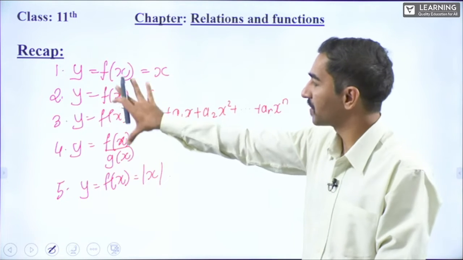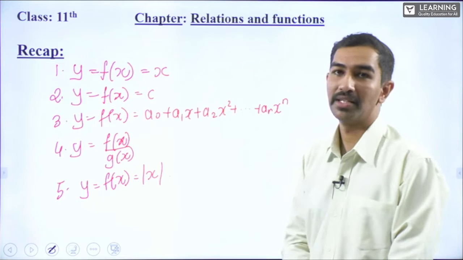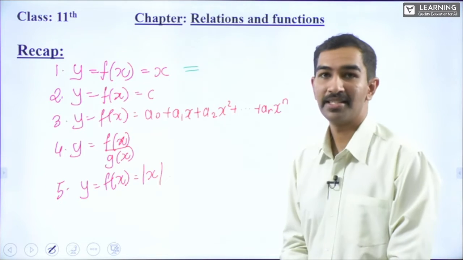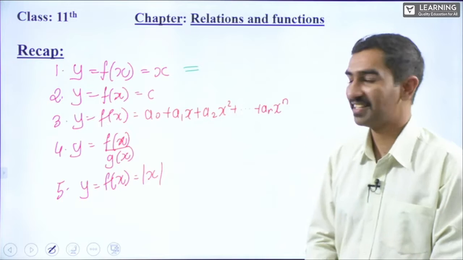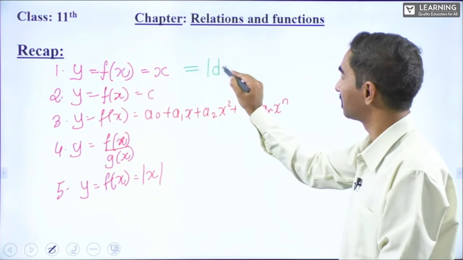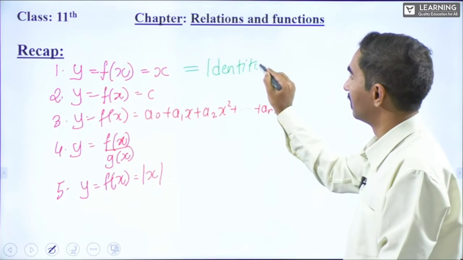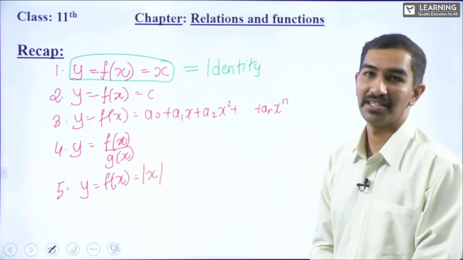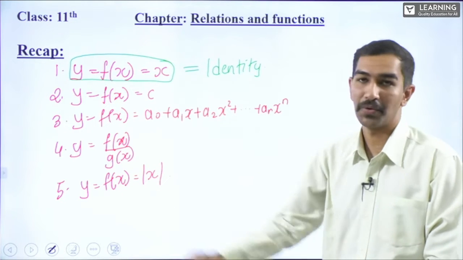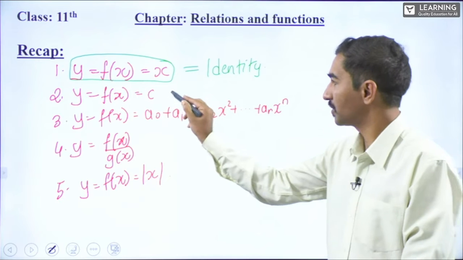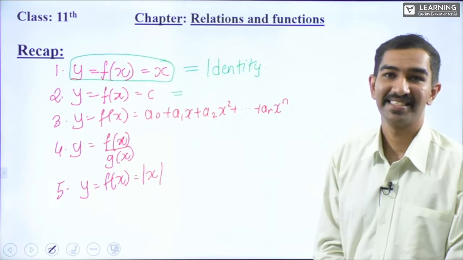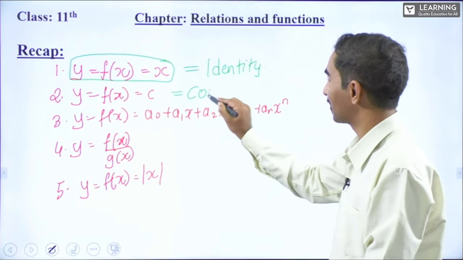All the 5 things I've written on the smart board here. So what is this function called? That is right, identity function. This is how the identity function is represented. Just remember all the 5 things. Moving on to the next one. What is this function called? Y is equal to f of x is equal to c. Yes, that is right. It is called a constant function.